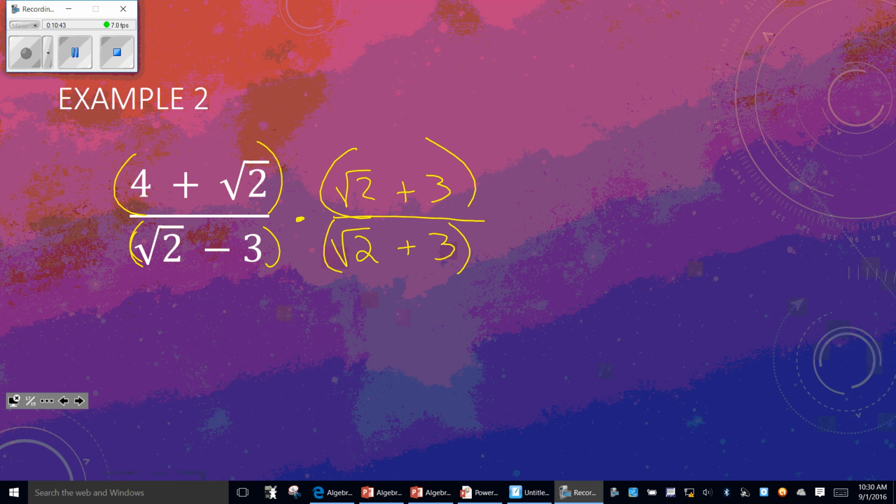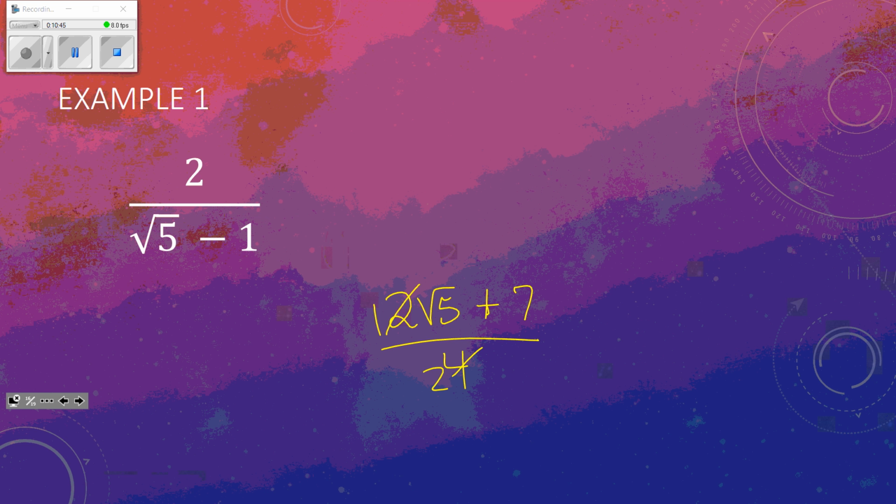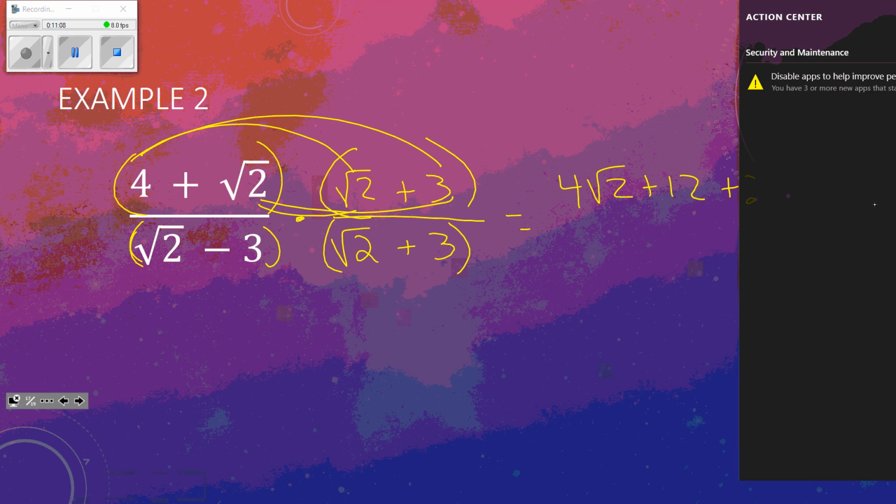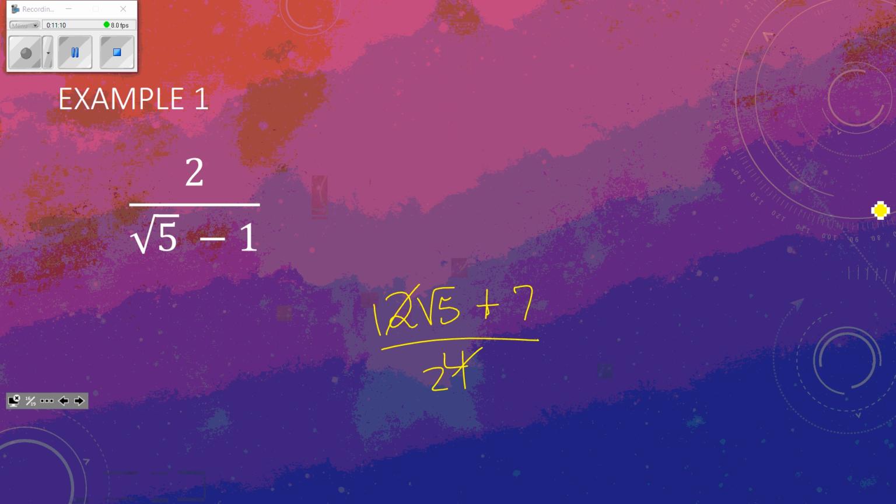Here we go. We're going to FOIL this. So, 4 times the square root of 2 is 4 times square root of 2. 4 times 3, 12. Square root of 2 times square root of 2. Just 2, right? Square root of 2 times 3. 3 times square root of 2. Whoa.